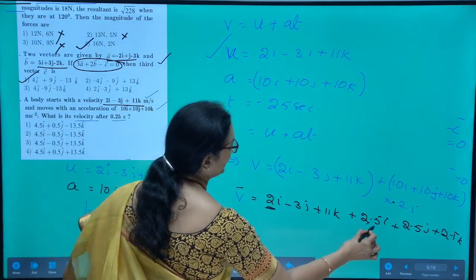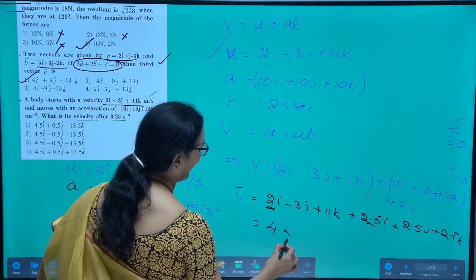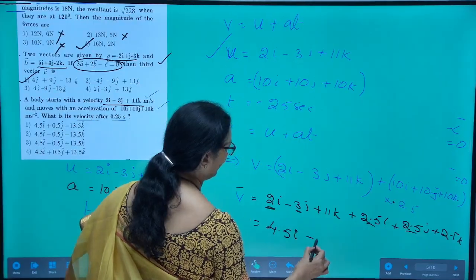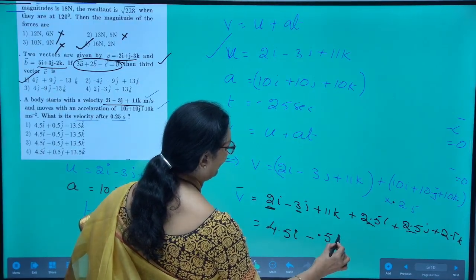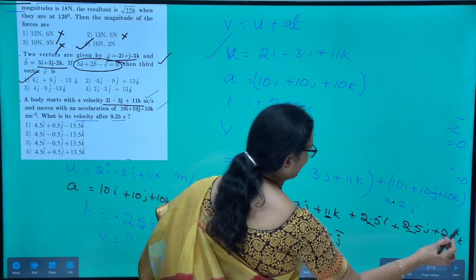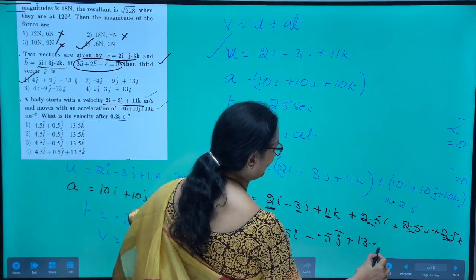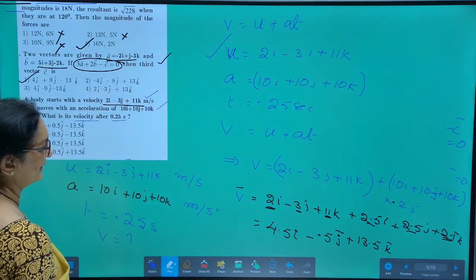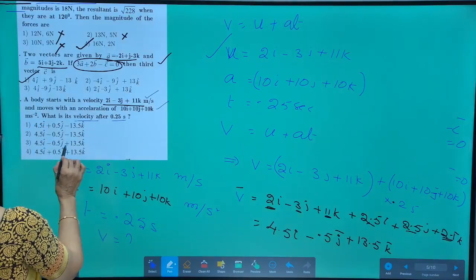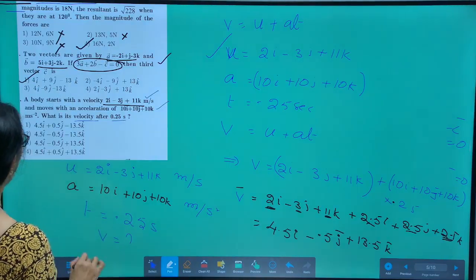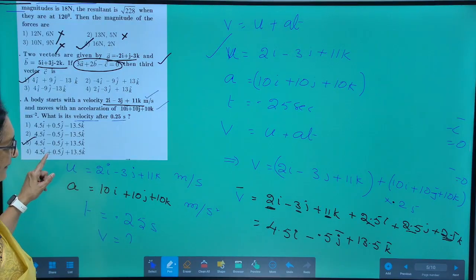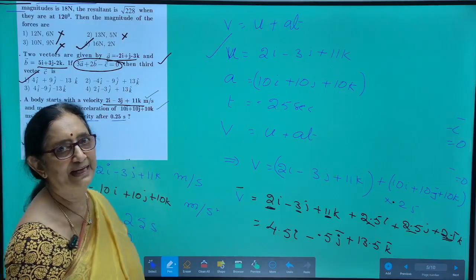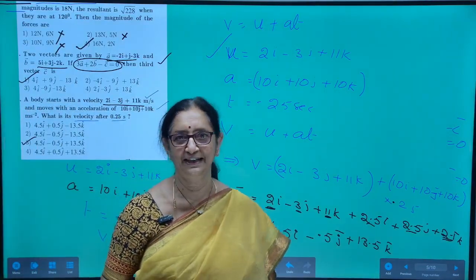So 2 plus 2.5 is 4.5 i bar, minus 3 plus 2.5 is minus 0.5 j bar, plus 11 plus 2.5 is 13.5 k bar. So that is the answer: 4.5 i bar minus 0.5 j bar plus 13.5 k bar. That is the correct option for that problem.